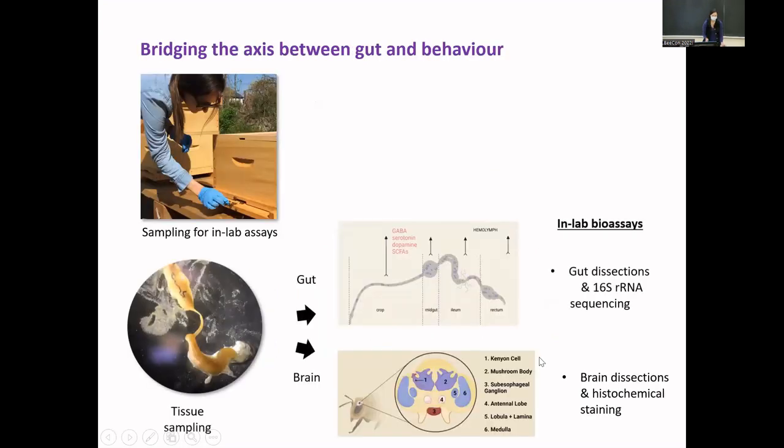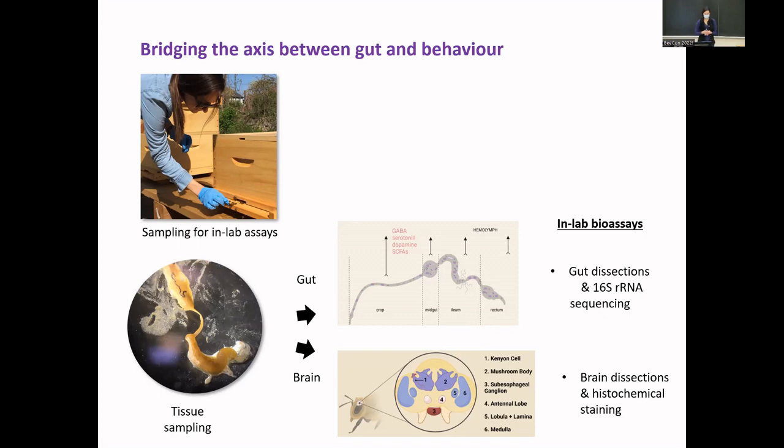So besides measuring the behaviors of the honeybees in the field, I want to bridge the gap between the gut and the brain by using a more mechanistic approach. So for this, for each day of our assays, I've collected samples of live bees and put them into liquid nitrogen. From those samples, I am going to dissect their guts and their brains.